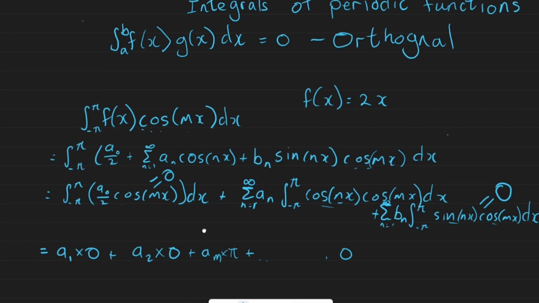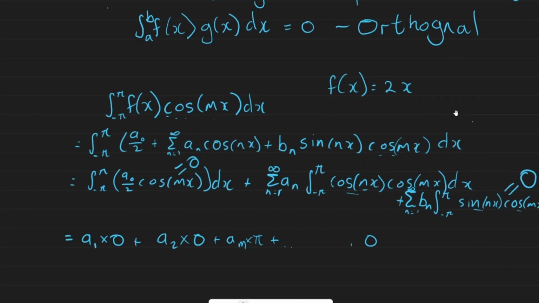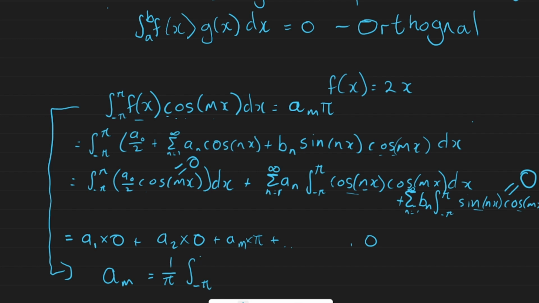So that's the result. What we have said is that this integral of f(x) cos mx is equal to am times pi. So we can rearrange this and find the value of am. am is equal to 1 over pi times the integral from minus pi to pi of f of x times cos mx dx.